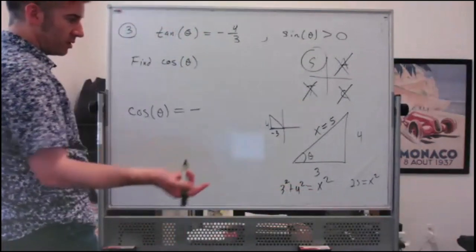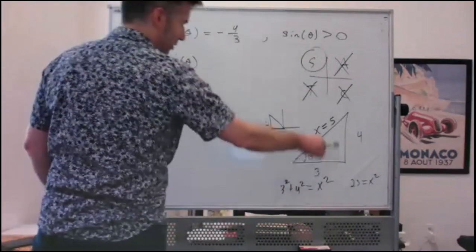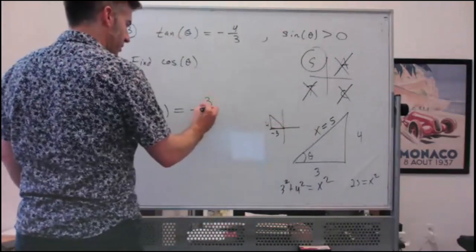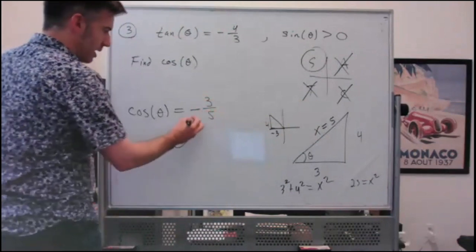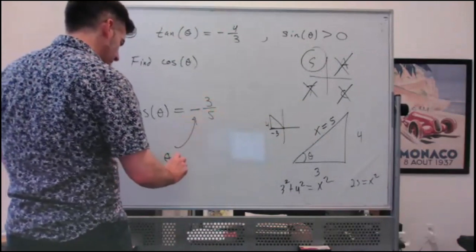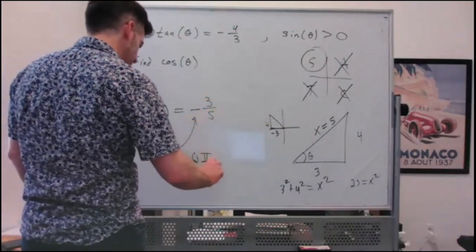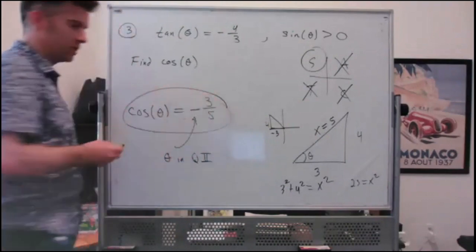So cosine of theta should be the adjacent over the hypotenuse, which is going to be 3/5. But we know it's going to be negative because theta is in quadrant 2. So there's our answer.